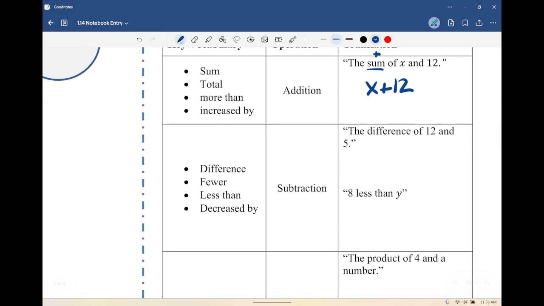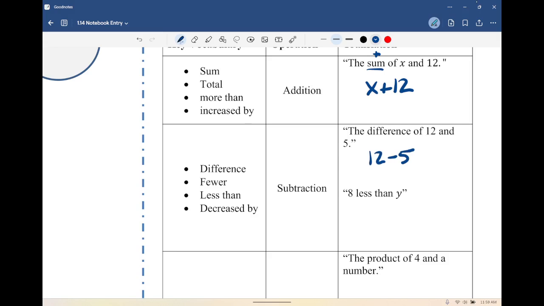Now, subtraction. Things we're going to see: difference, fewer, less than, decrease by, subtracted from, fewer than. Subtraction is the very tricky one. Subtraction is the one in which you need to carefully read what we're looking at, because the way it's worded determines what order it needs to happen in. And so for this first one, the difference of 12 and 5, this is simply 12 minus 5.